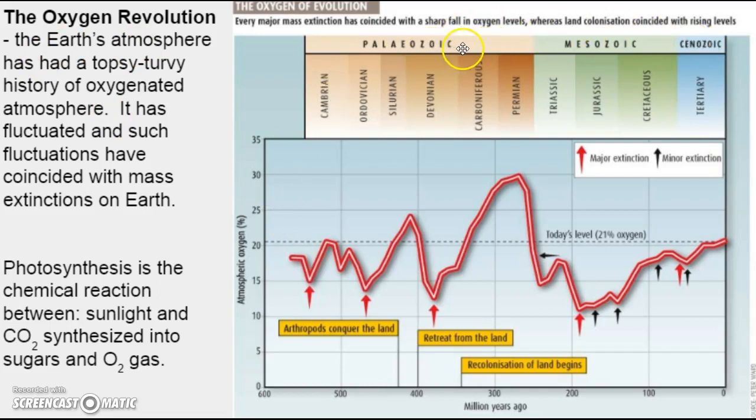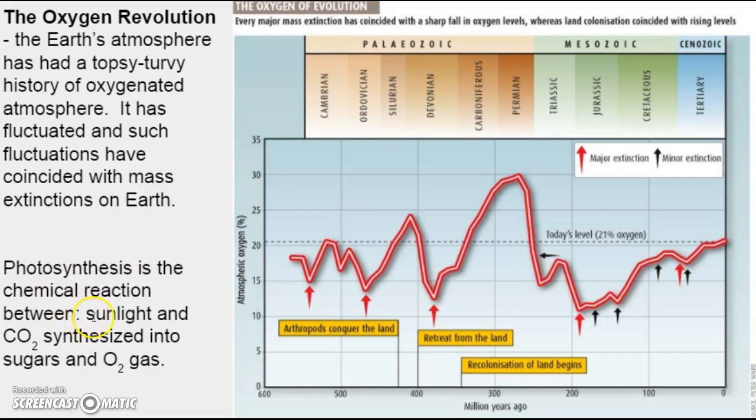This will take a little while for you to get some mastery on, but here goes. If we look here at the evolution, which I call the oxygen revolution, every major mass extinction has coincided with a sharp fall in oxygen levels, whereas land colonization coincided with rising sea levels. So where we find dips and blips on here, we can describe very obvious changes that took place in Earth's history. The Earth's atmosphere has a topsy-turvy history of oxygenation. It has fluctuated, and such fluctuations have coincided with mass extinctions on Earth.